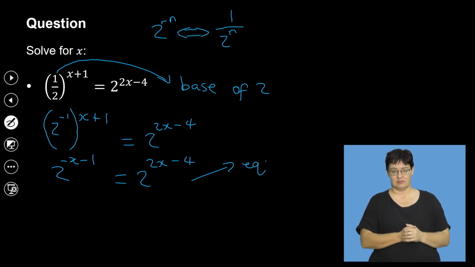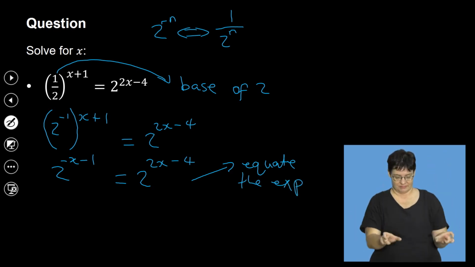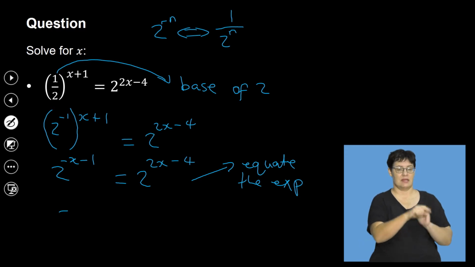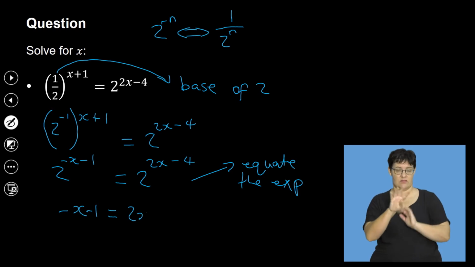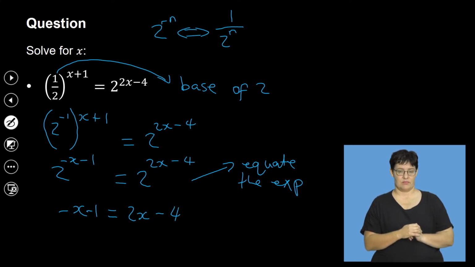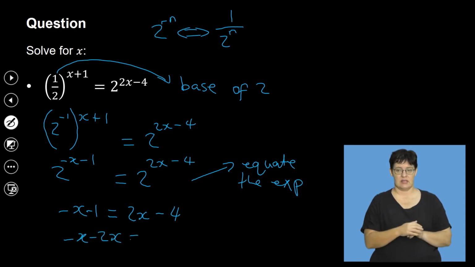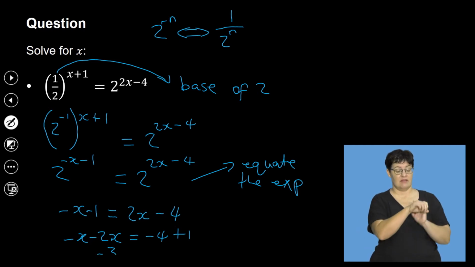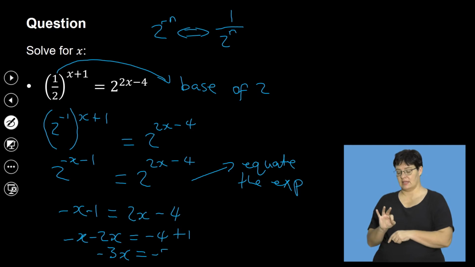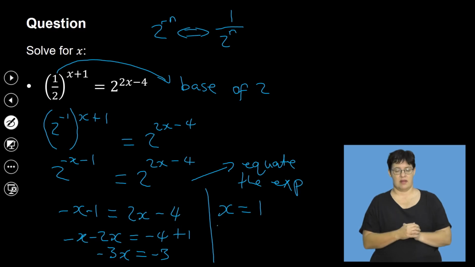The step will be to equate the exponents. Equate the exponents. So to do that, it will then be minus x minus 1 equal to 2x minus 4, right? And then from here, you will simplify this, which will give me negative x minus 2x equal to negative 4 plus 1. And this will be negative 3x equal to negative 3, which is the same as x equals positive 1.